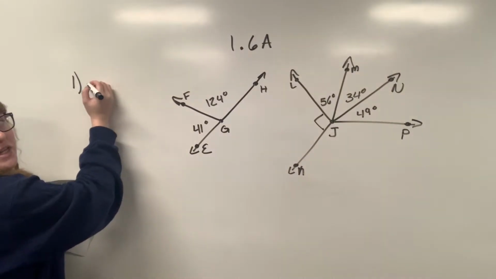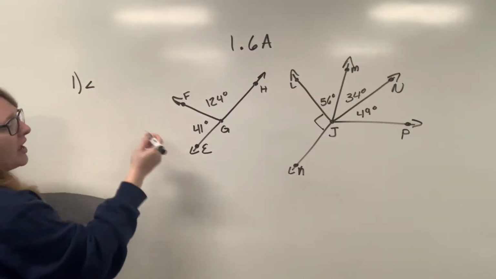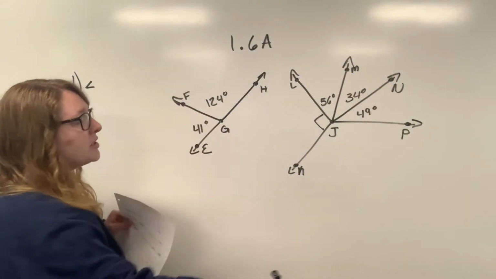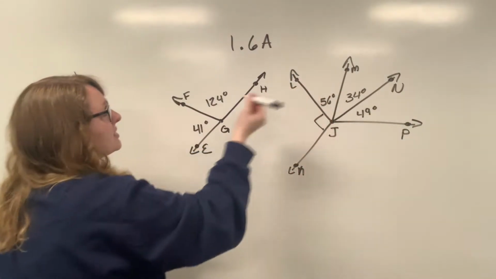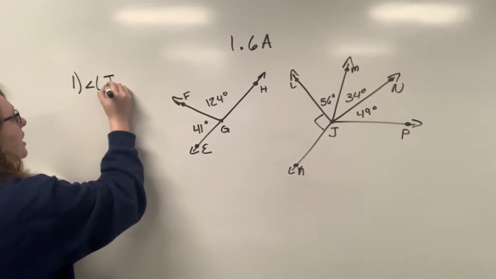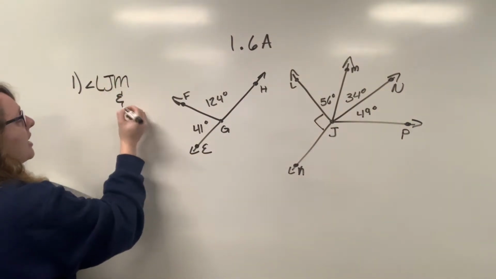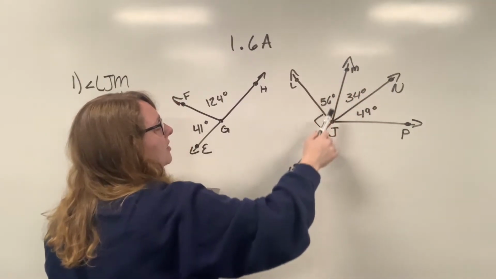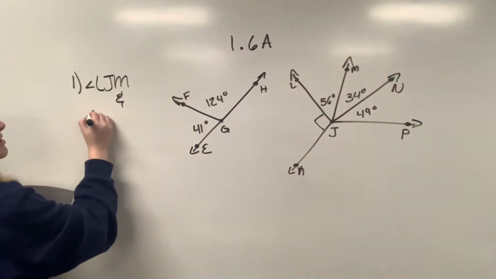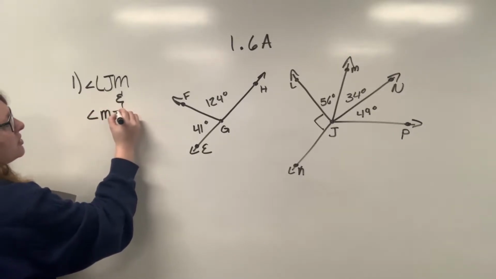So the way we're going to name it is that the two adjacent complementary angles are LJM, side vertex side, so LJM, and MJN, side vertex side. So angle MJN.